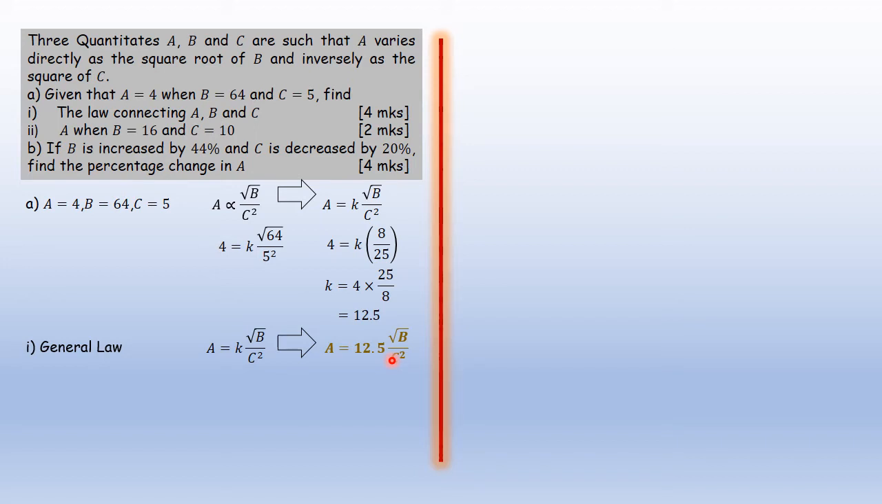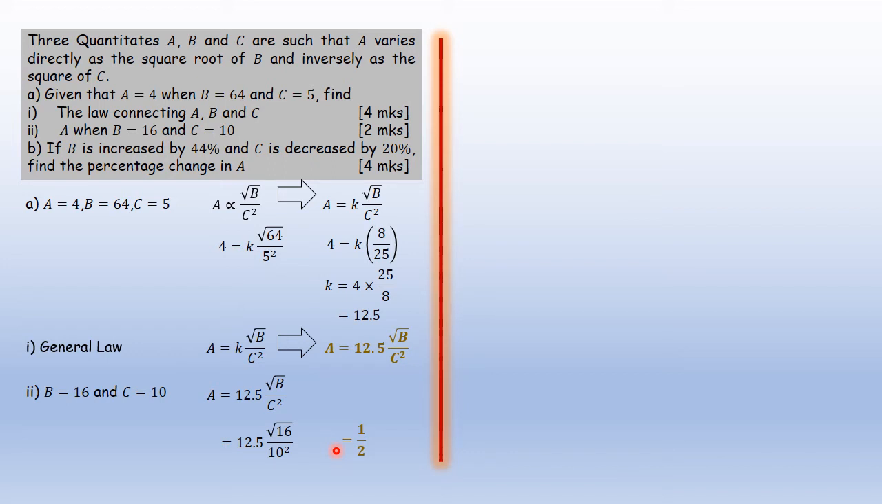Moving on to Roman 2, we're told find the value of A when B is 16 and C is 10. So just put the values in the formula that we just obtained. Replace B with 16 and C with 10. And so you get root of 16 times 12.5, then there's 10 squared over there. So you simplify: 12.5 times 4 all over 100, the answer will be half. And that is the answer expected in Roman 2 of part A.